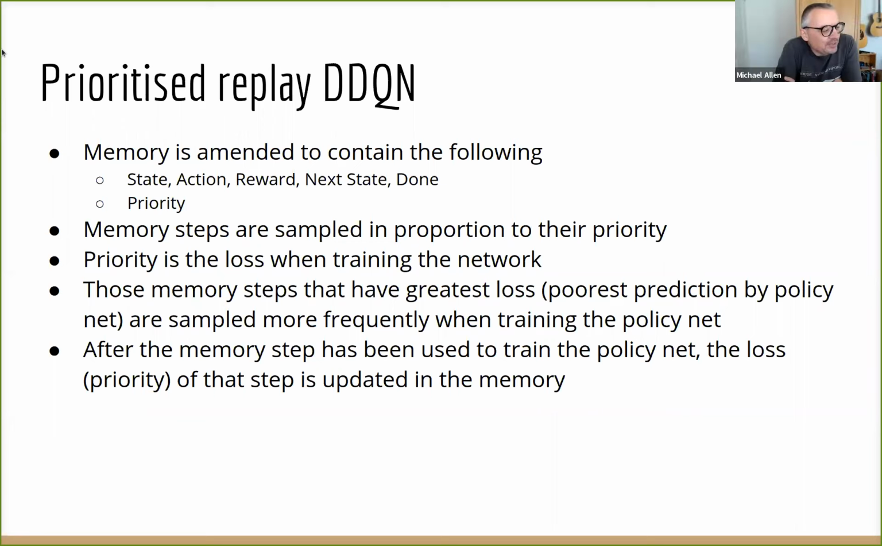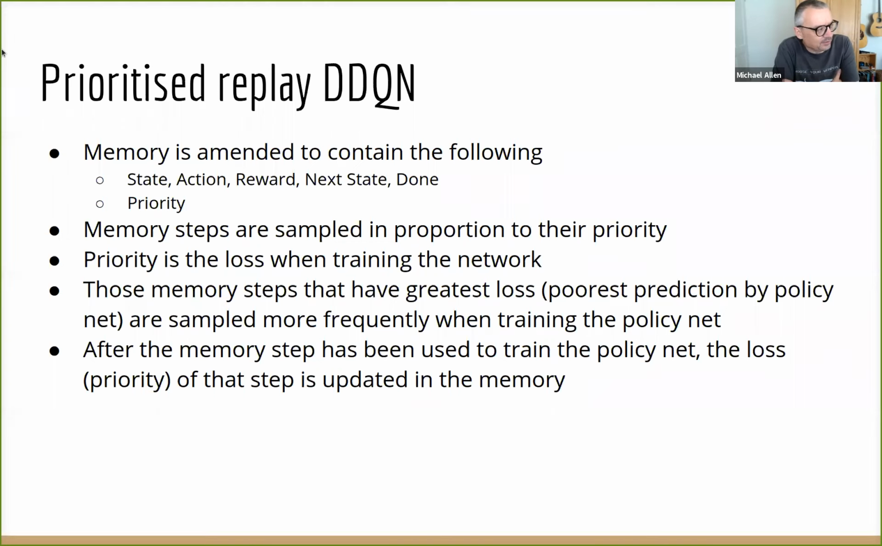The memory steps are then sampled in proportion to their priority. With a slight tweak, you add a tiny fraction to make sure that if something's got a priority of 0, it still has a slight chance of being sampled. And the priority is simply the loss when training the network. So the loss is the difference between what you predict and the target that you calculate.